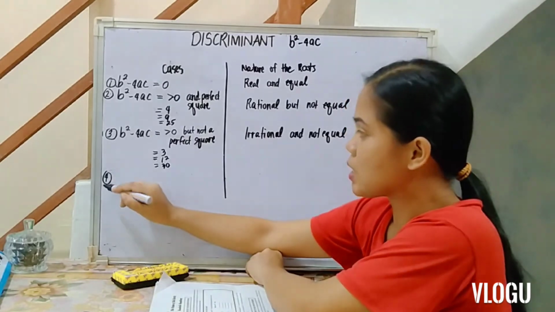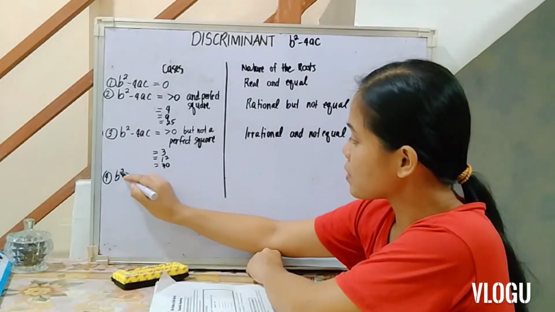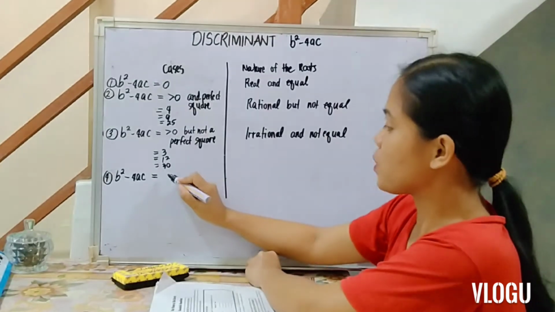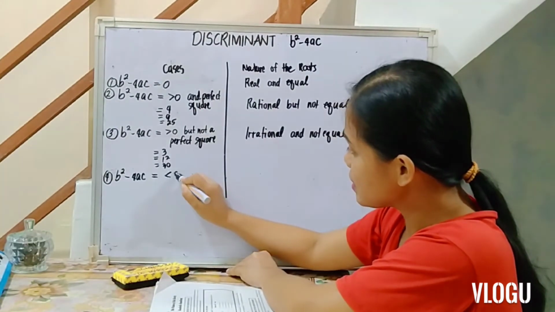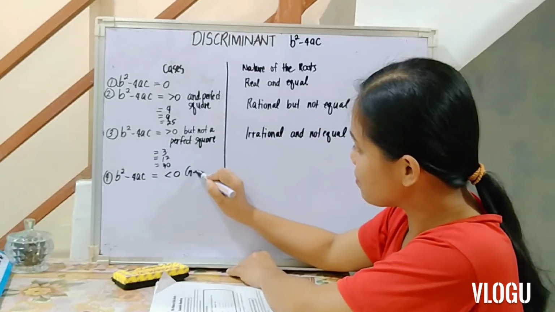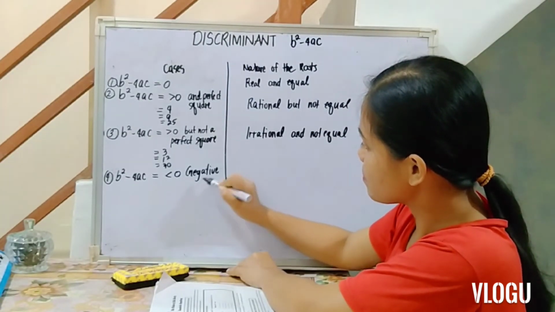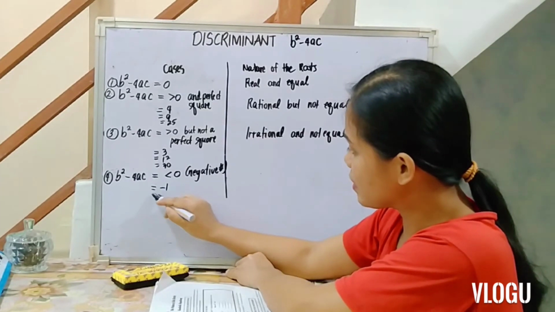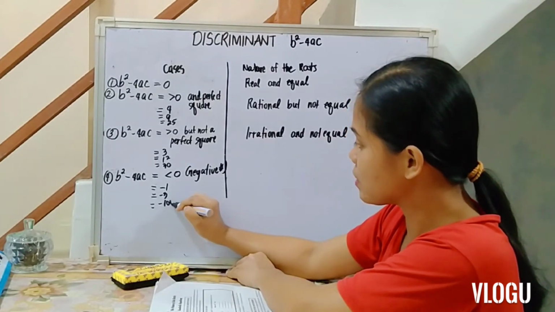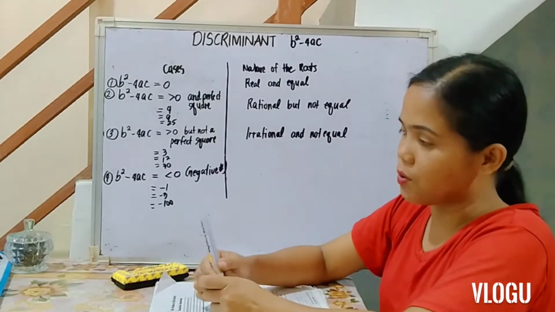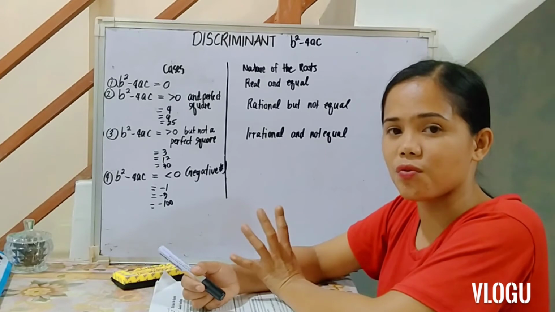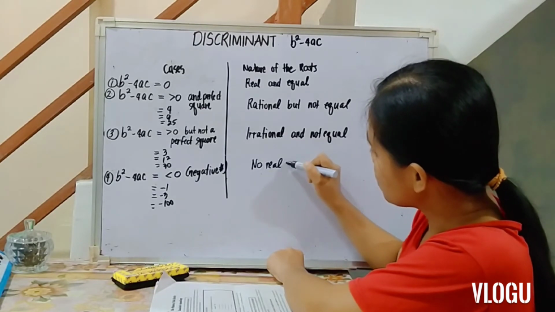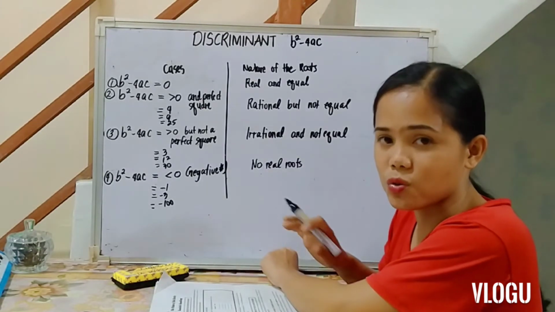The last case, case number four, is when b squared minus 4ac is equal to any negative number, meaning it is less than 0. For example, it could be equal to negative 1, negative 3, or negative 100. These numbers are less than 0. If it happens, then we can say that there are no real roots or no solutions at all.